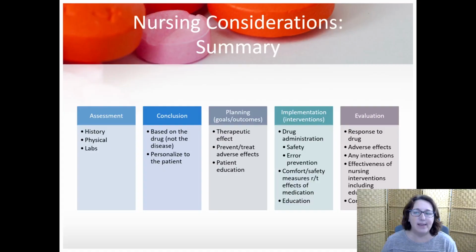Because this information plays such a prominent role in every lecture, I thought it would be helpful to have a quick summary that you can refer back to in the future. In every lecture, we'll be reviewing the key nursing considerations for each drug classification.